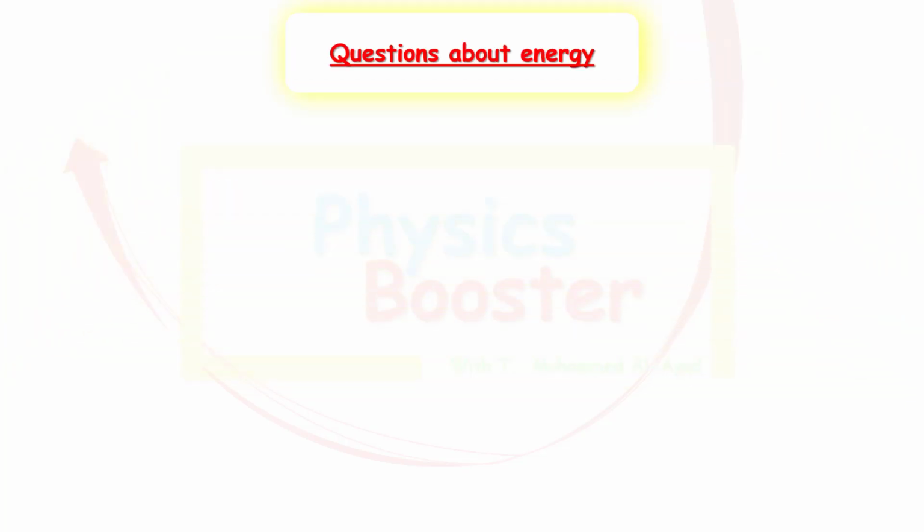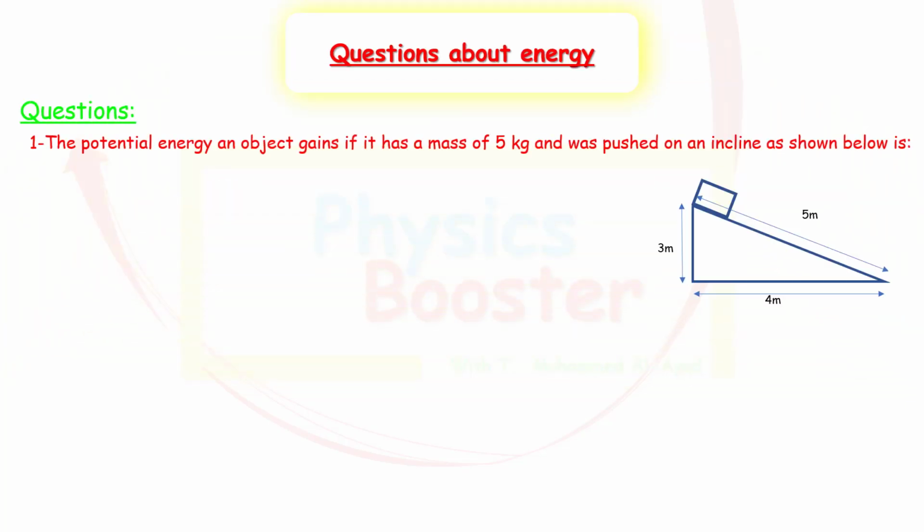Now, question number one. It says here that the potential energy an object gains if it has a mass of 5 kilograms and was pushed on an incline as shown below. The answer is 250, 150, 200, or 700. Well, actually, this is really easy and straightforward.